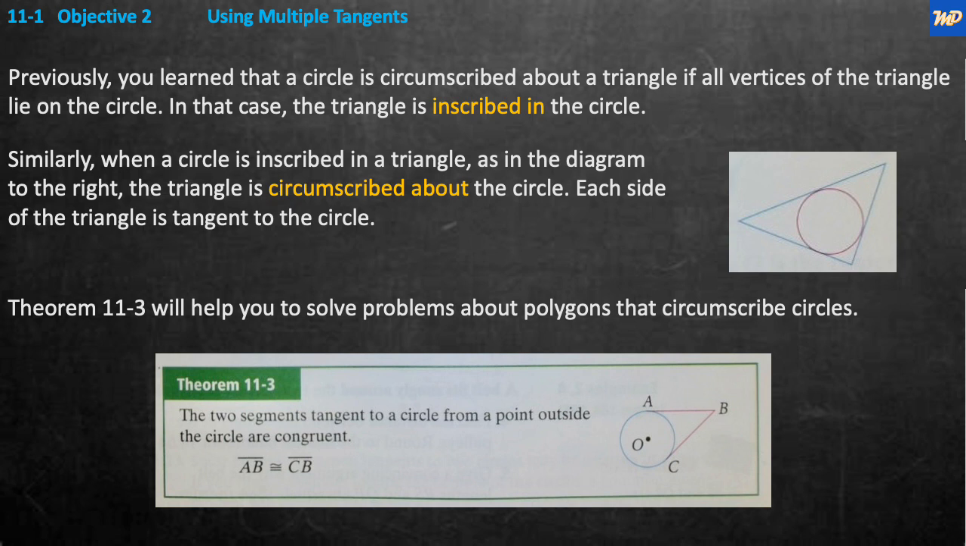And what is Theorem 11-3? Two segments tangent to a circle from a point outside the circle are congruent. That's something they hadn't talked about yet. What they're saying here is, this is a point right here outside the circle. This point here and this point here are tangent points. We saw that in the definitions. And it's also saying that this is congruent to here. That would mean that these are congruent. And as we go around, that this one here and this one here.